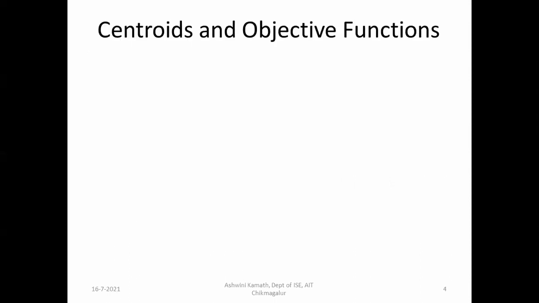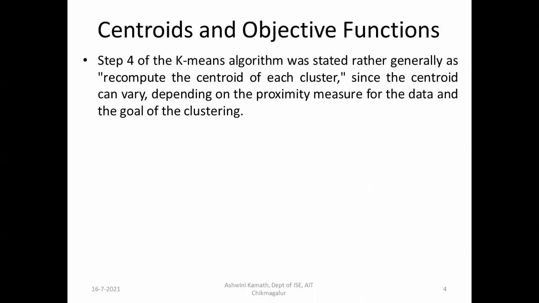Now, centroids and objective functions. Step 4 of the k-means algorithm, I hope you remember it, says: recompute the centroid of each cluster. This statement is stated generally. They have not given how to compute this. In general, they have only given recompute the centroid of each cluster.